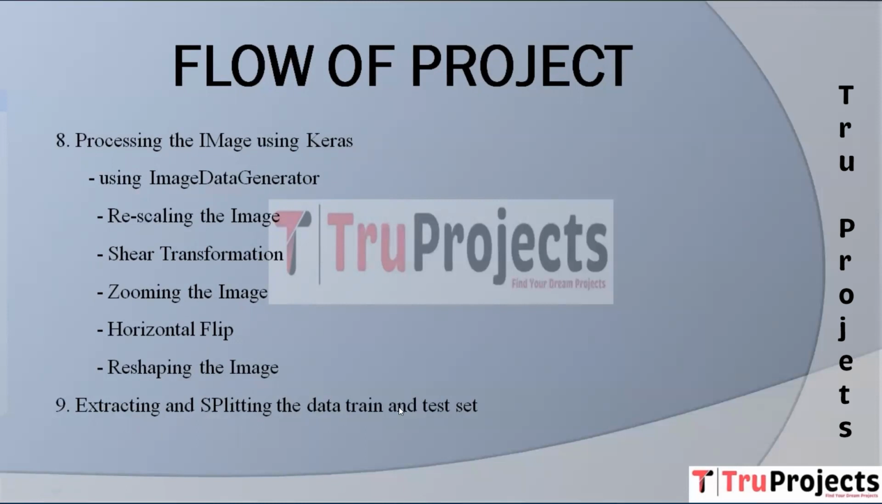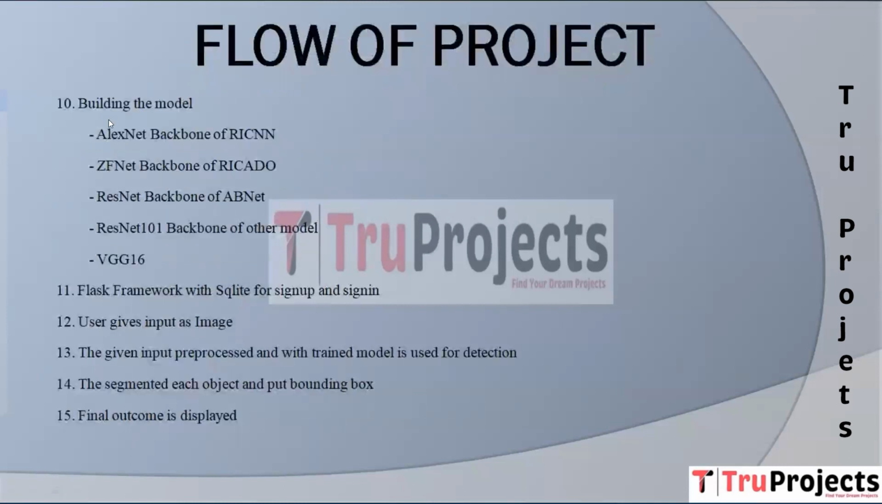Next, we have extracting and splitting the data into train and test sets. The data is split into training and testing subsets to evaluate the model's performance and generalization capabilities. Next, we have building the model. Different backbone models like AlexNet, ZFNet, ResNet, ResNet 101, VGG16 are used as a base architecture for various object detection models, that are RICNN, RICADO, ABNet, and other models.